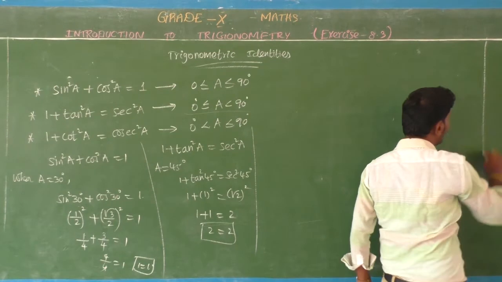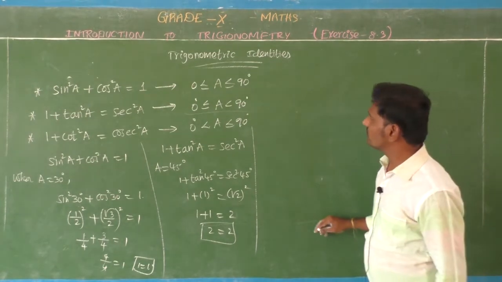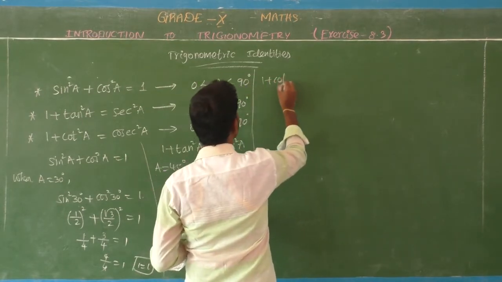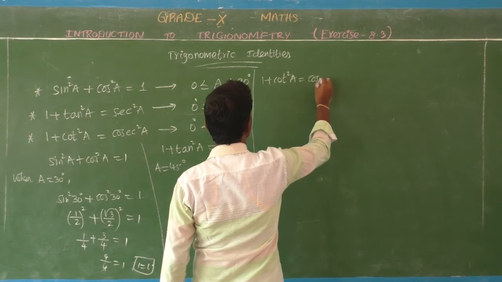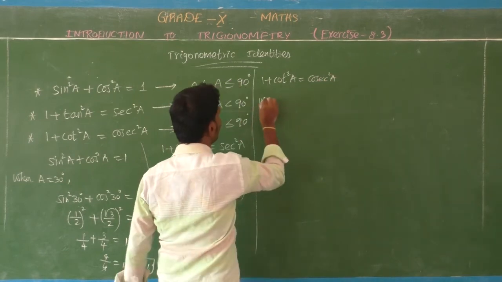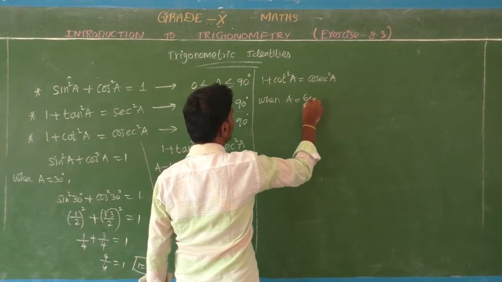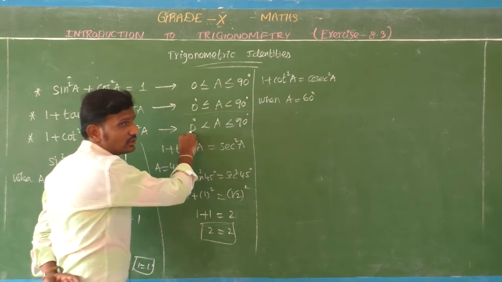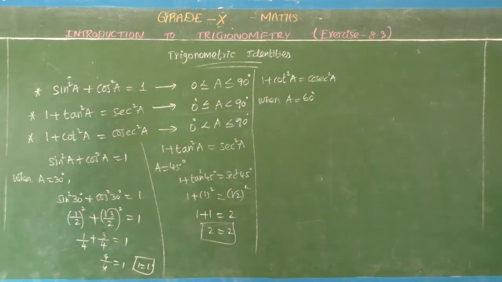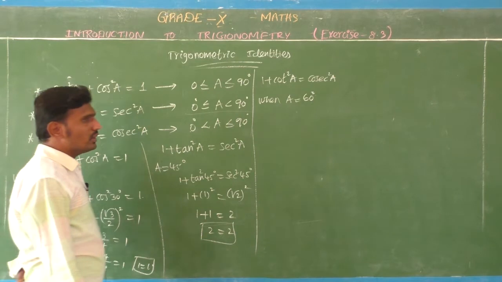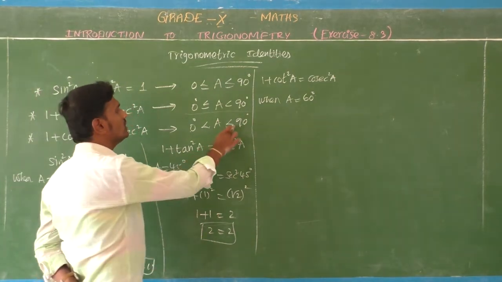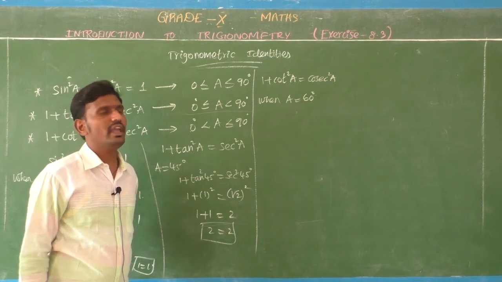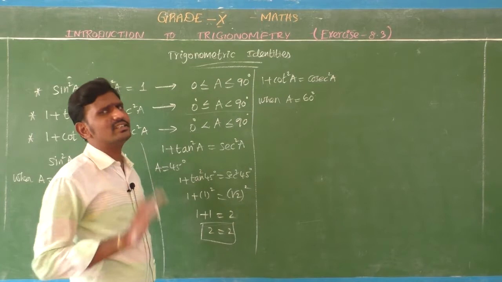And the third identity I am also going to give you. Now what is your third identity? It is 1 plus cot square A, which is equal to cosecant square A, and I am going to take A equal to 60 degrees. 0 degree you are not going to take, because 0 degree is not satisfied. Why? Because 0 degree is less than A is less than or equal to 90 degrees. So that's why we are not going to take 0 degree. Now I am taking 60 degrees.